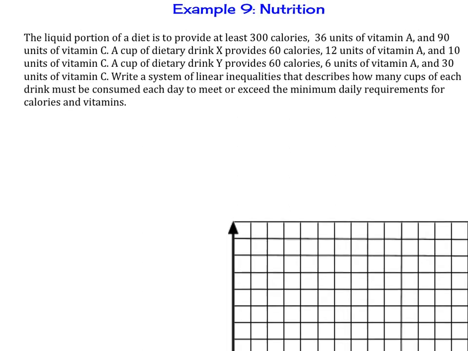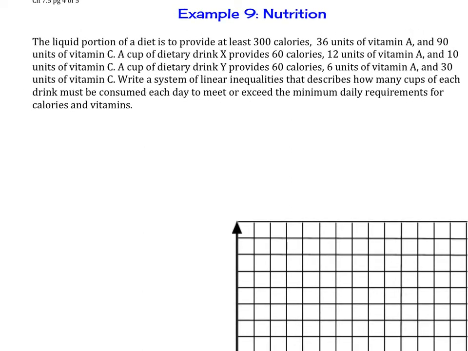The liquid portion of a diet is to provide at least 300 calories, 36 units of vitamin A, and 90 units of vitamin C. A cup of dietary drink X provides 60 calories, 12 units of vitamin A, and 10 units of vitamin C. A cup of dietary drink Y provides 60 calories, 6 units of vitamin A, and 30 units of vitamin C. So we're going to write a system of linear inequalities that describes how many cups of each drink must be consumed each day to meet or exceed the minimum daily requirements for calories and vitamins.